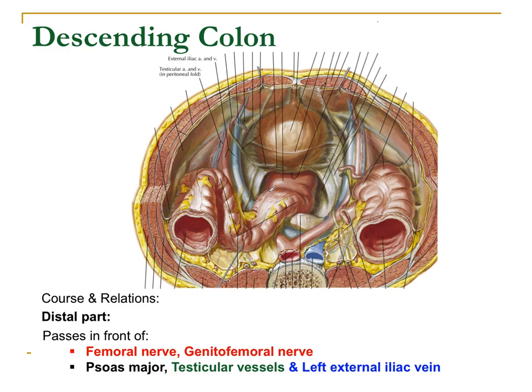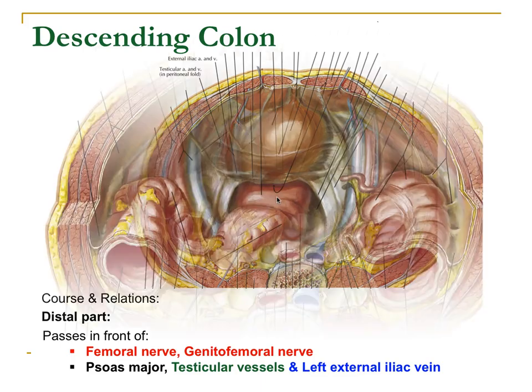Again, you will find the femoral nerve, genitofemoral nerve, psoas major muscle, testicular vessels, and left external iliac vein here in relation. In this figure it's not possible to show all the structures, so please remember these things. While passing, there will be the femoral nerve, genitofemoral nerve, psoas major, testicular vessels, and left external iliac vein. They are present here.